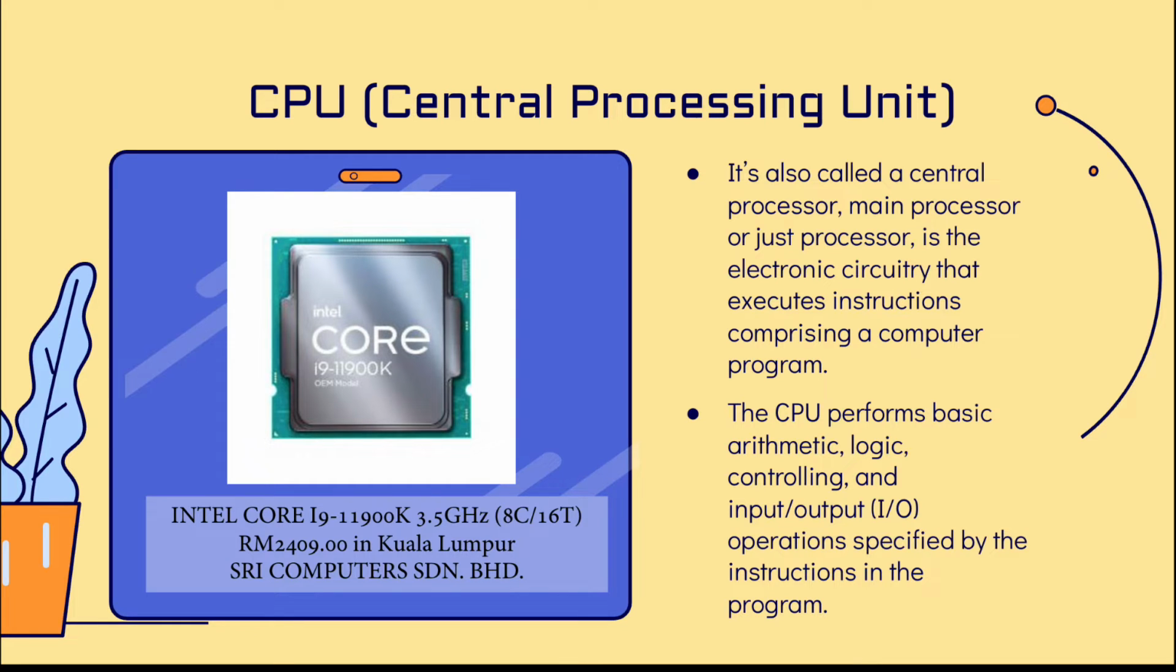In this video, I choose the Intel Core i9-11900K 3.5 GHz. This CPU is the latest and the price is ringgit 2,409 in Kuala Lumpur. You can get this CPU at Sri Computer Sendirian Berhad.